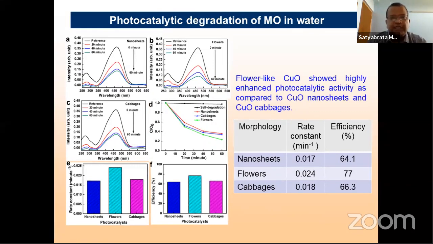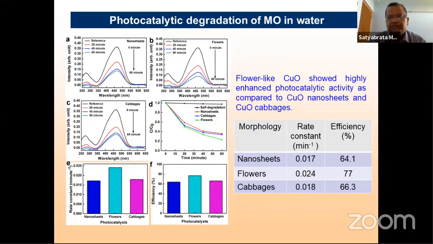So this is for methyl orange dye. This is another organic pollutant which is predominantly used in dyes in various industries, particularly textile industries, and wherever we need some sort of these dyes. And again, for this methyl orange degradation, flowers of copper oxide exhibit the highest photocatalytic activity.